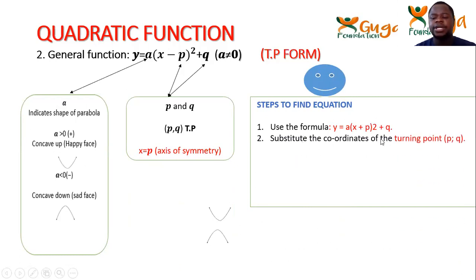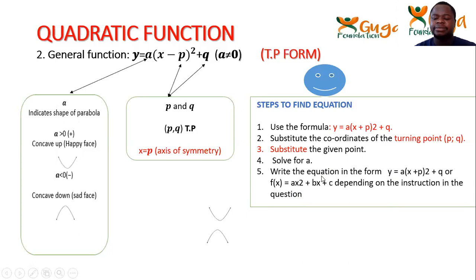Step number two, substitute the coordinates of the turning point (p, q). So you just substitute p and q, okay, and then substitute the point given, all right? So you'll be given a turning point and a point. Here, don't substitute the turning point again. Are we together? Then you solve for a. Write the equation in the form of y equals a(x minus p) squared plus q, right? Or f(x) equals ax squared plus bx plus c, depending on the instruction in the question paper.